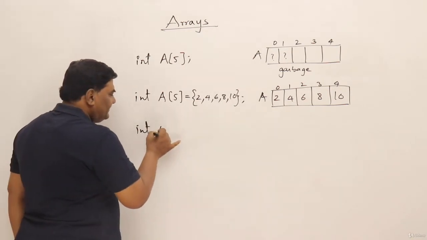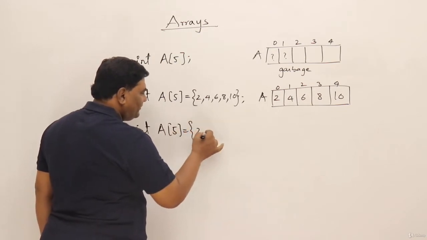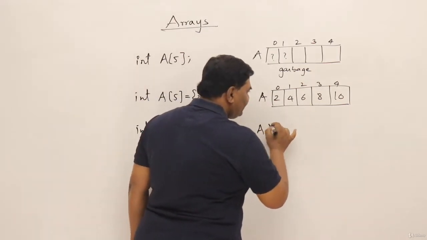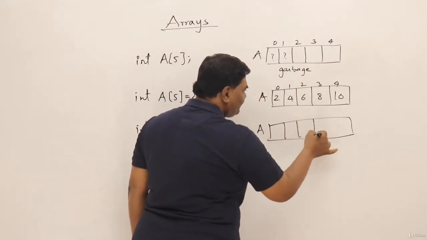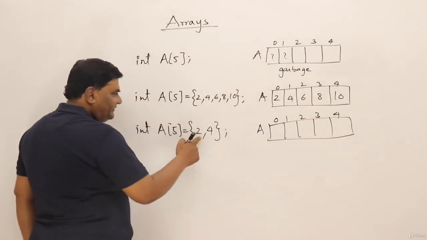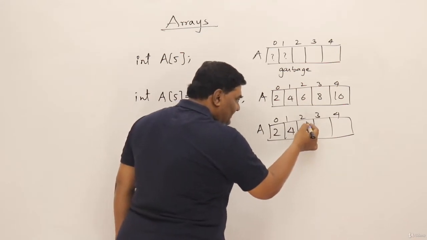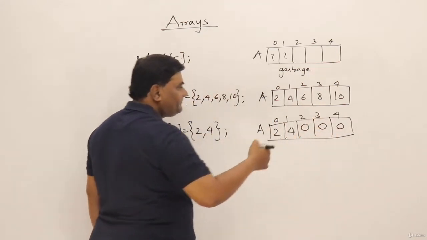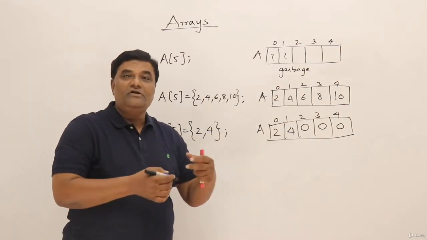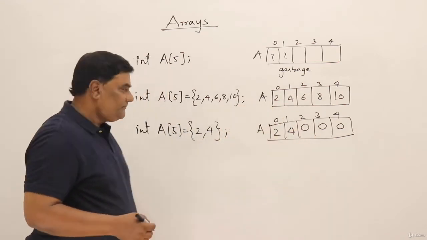Now third method, you can mention the size, but if you don't want to initialize all the values, just a few values you want to initialize, then an array of size 5 will be created with the indices 0 to 4. As only two values are mentioned, so only 2, 4 will be initialized and the remaining elements will be initialized with 0. Because once the initialization process starts, it will try to initialize all the elements. So remaining values are not given, so it will initialize them with 0.